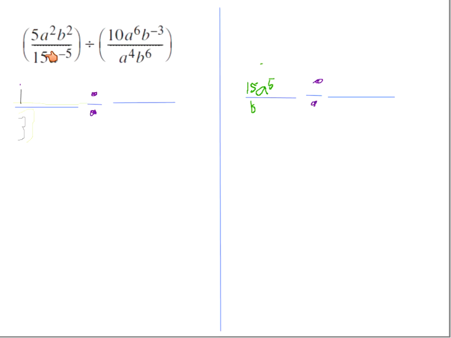5 and 15 can get cancelled. So you'd have cancelled, they're both divisible by 5. 5 divided by 5 gives you 1, and 15 divided by 5 gives you 3. Okay, so 1/3 is good. A to the power of 2, b to the power of 2, that's good, we just copied.